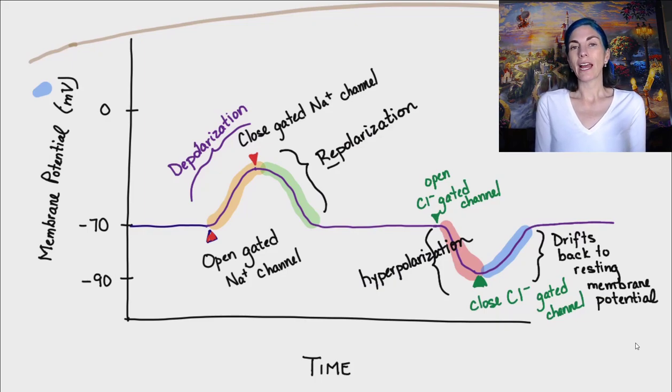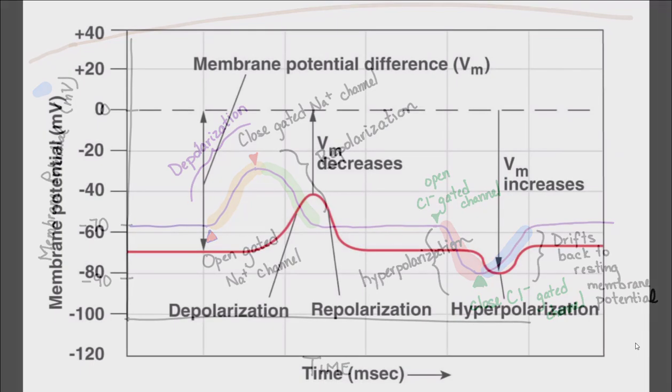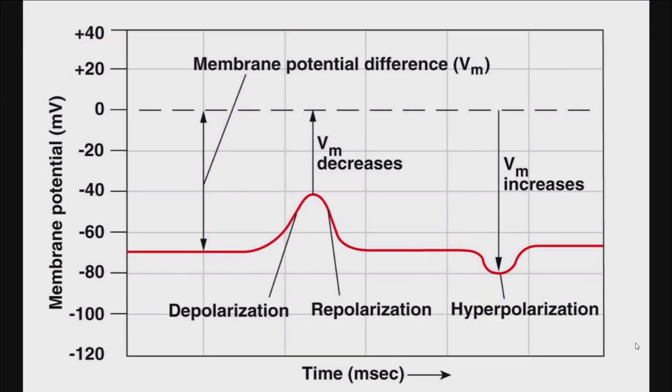So it's important to understand that opening and closing gated ion channels can create deflections in our membrane potential. And we have words to describe those deflections. If they go up, that's depolarization. If they go down, that's hyperpolarization. This is an image from the book that shows exactly what I went through with the terminology.